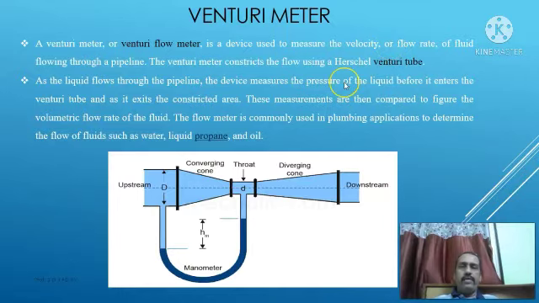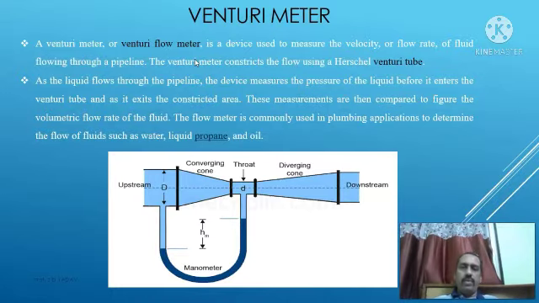So next equipment is Venturi meter. So already we have seen this diagram. Venturi meter or Venturi flow meter is a device used to measure the velocity or flow rate of fluid flowing through the pipeline. Venturi meter consists of flow using Venturi tube.